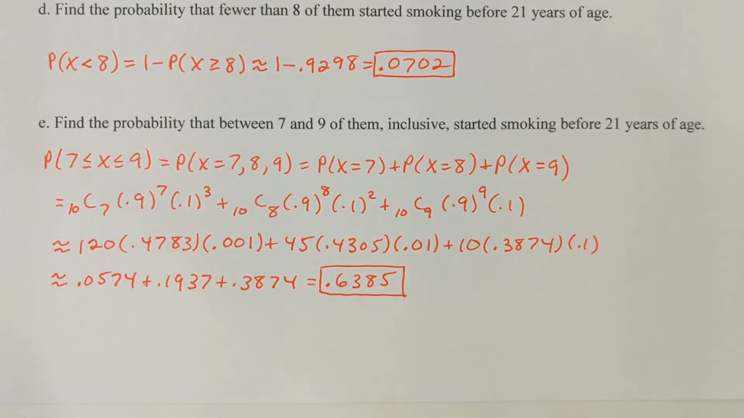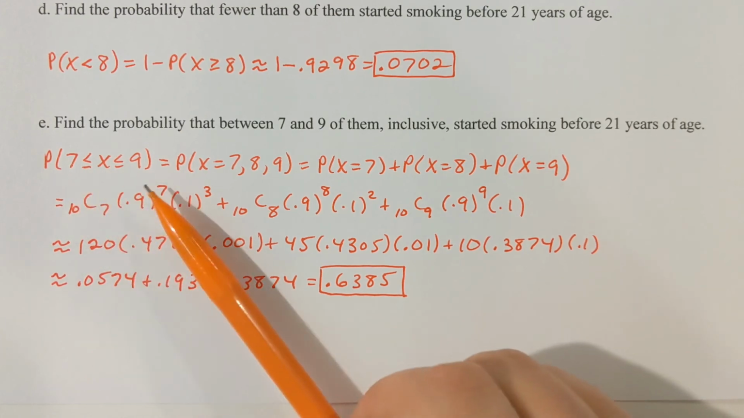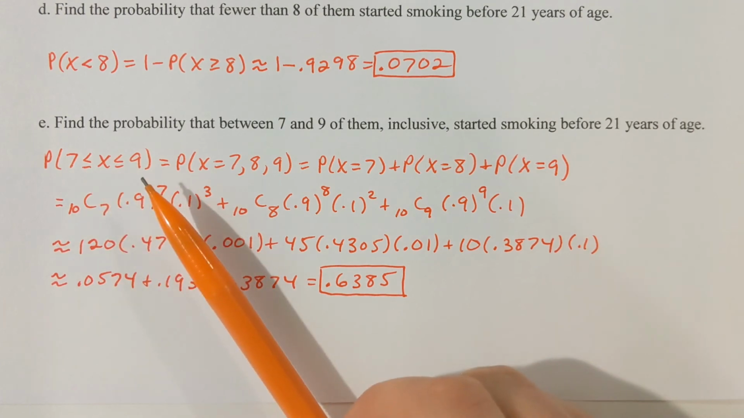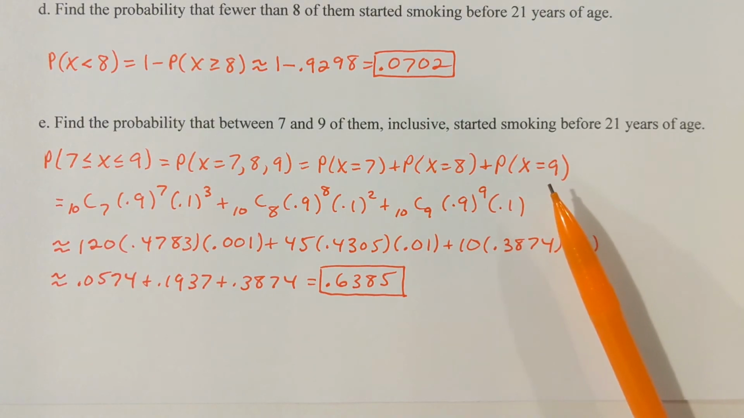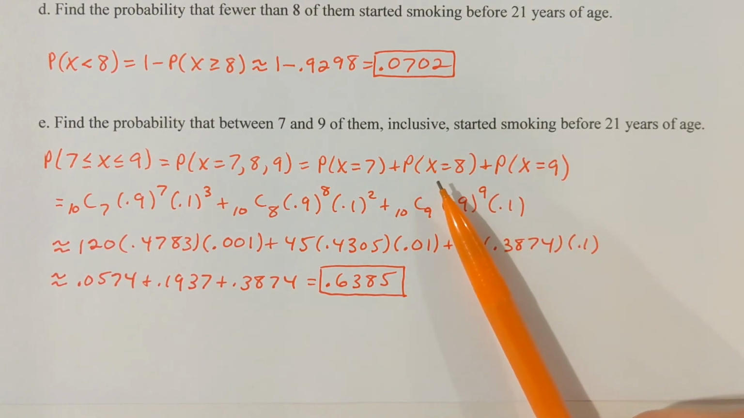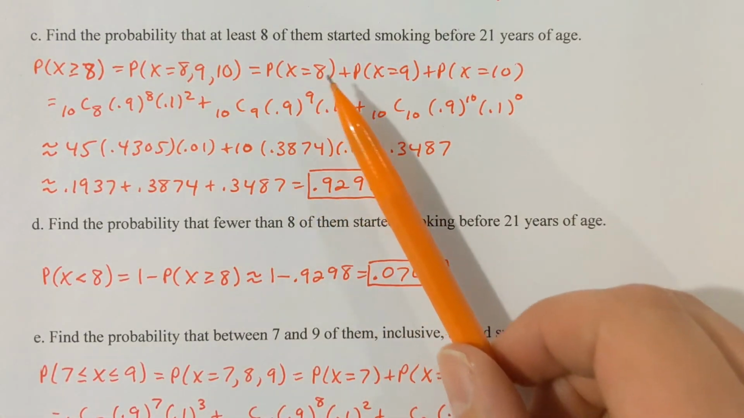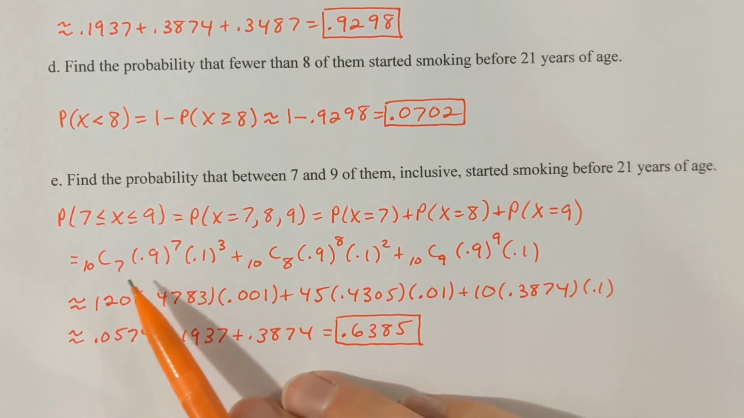Part E is the last one that we'll do here in this video. Find the probability that between 7 and 9 of them inclusive started smoking before turning 21 years of age. Inclusive means that you're including the endpoints. So I'm including those endpoints. And that's a key word, because if they didn't have that, being between 7 and 9 just means that X would be 8. So I have to look at this as computing 3 probabilities and adding rather than just 1 probability. Now we've already got the last 2 probabilities computed from our work done earlier here. So the bulk of this calculation is just going to be in getting that first probability.